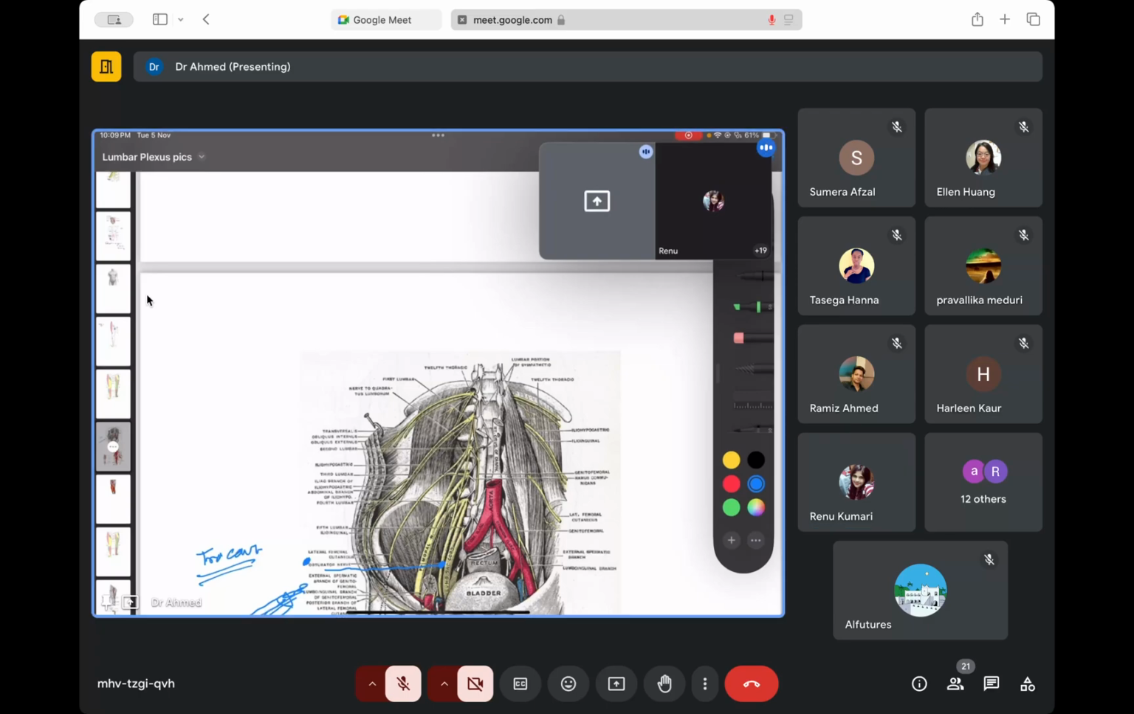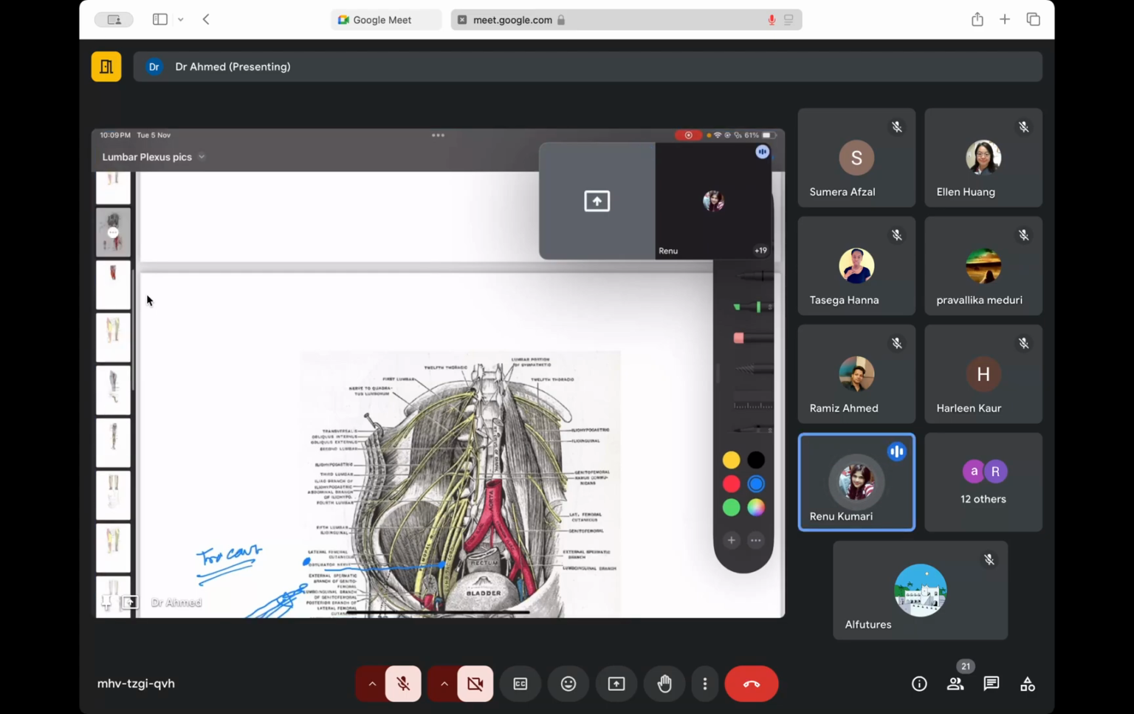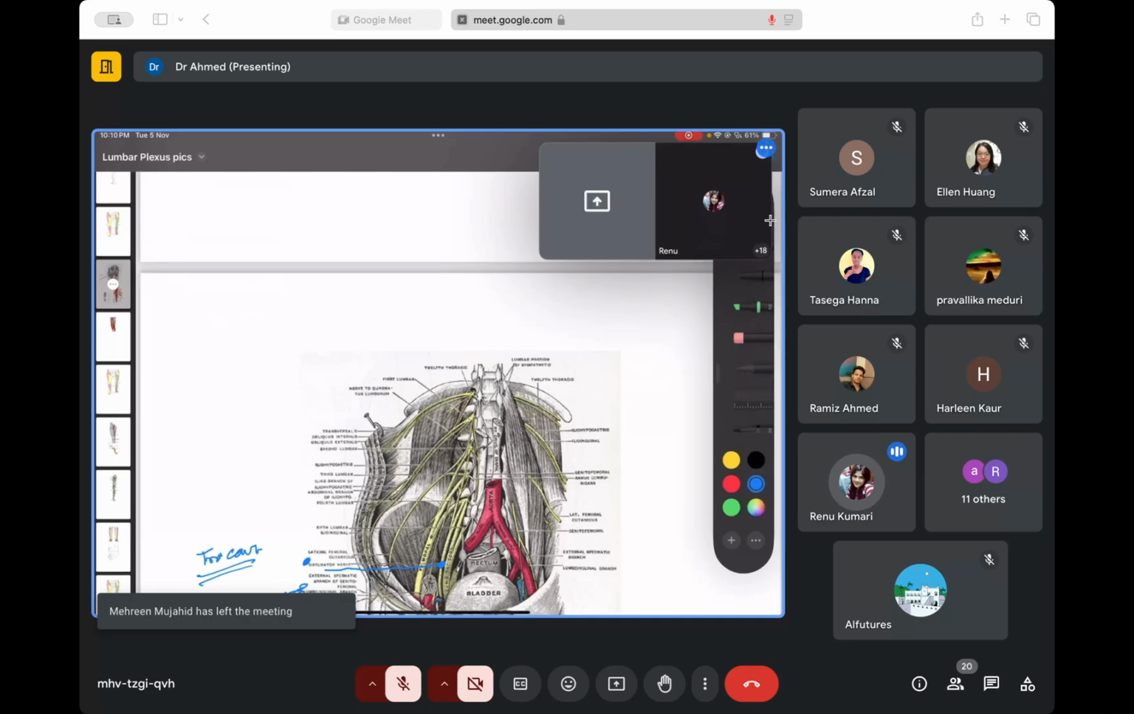Then we have the third nerve we discussed, the lateral femoral cutaneous nerve. The lateral femoral cutaneous nerve will supply the lateral portion of the thigh, as the name suggests, and it can be compressed by obesity and tight clothing. So it's a pure sensory nerve.